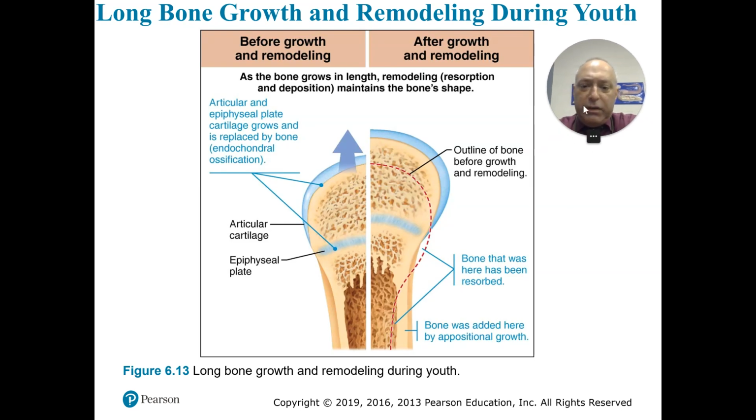Okay, so during youth, we've got our epiphyseal plate, we've got bone growth in length. Once it reaches maturity, the epiphyseal line is fused, but the bone will grow in girth with adulthood by appositional growth or stresses and strains.